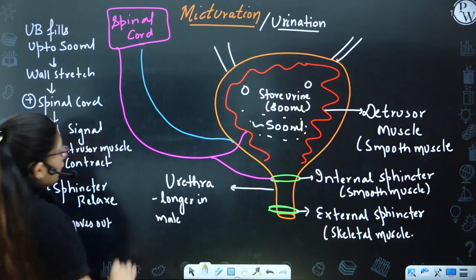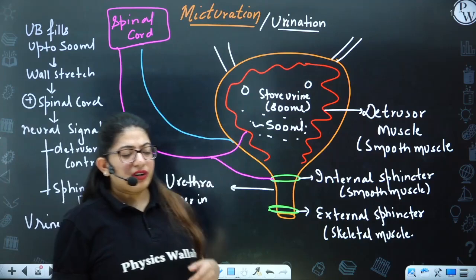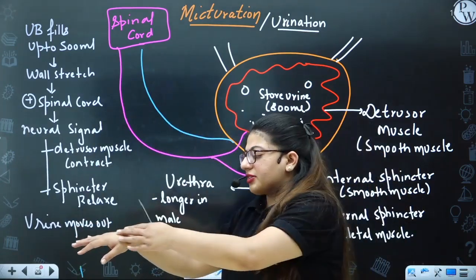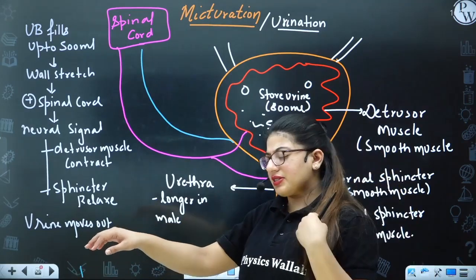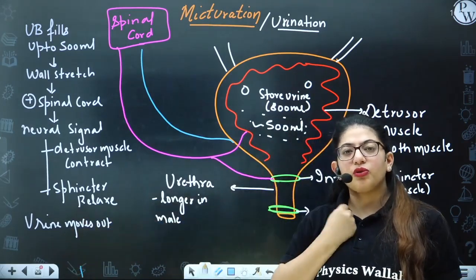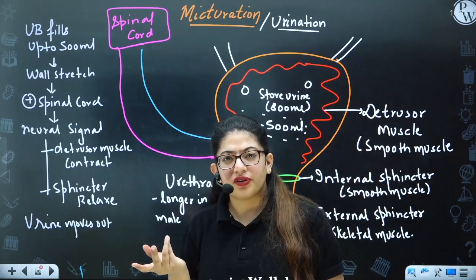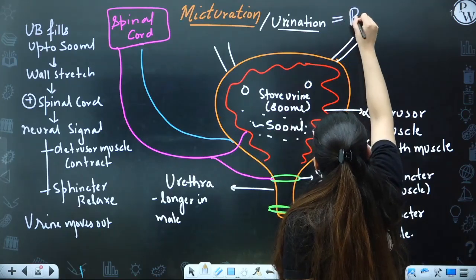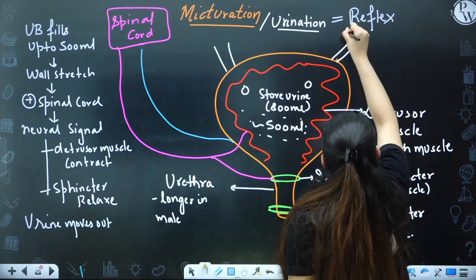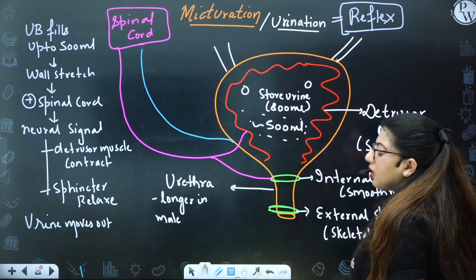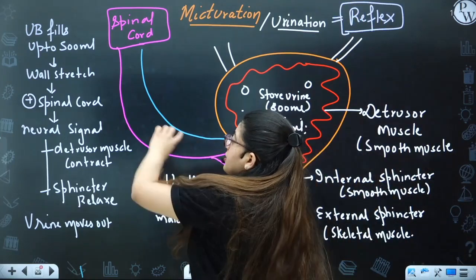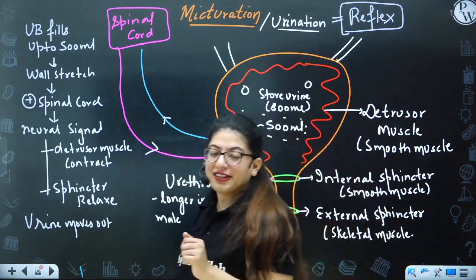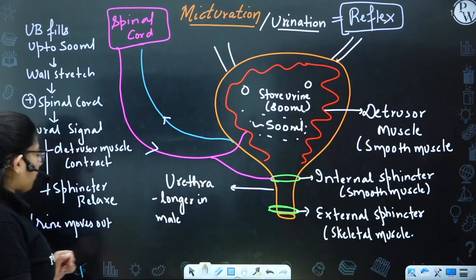Now, can you see this is a type of reflex? In reflexes, the same thing occurs. Whenever you touch a hot plate, the sensation goes to the spinal cord, and the spinal cord will send another signal, and the hand will move away. This is what happens in your reflex actions, right? So this is also a kind of reflex. You call it micturition. So micturition occurs with the help of a reflex, because here the same pathway is followed. So that's why you also call it a reflex. Fine. So this was about micturition.